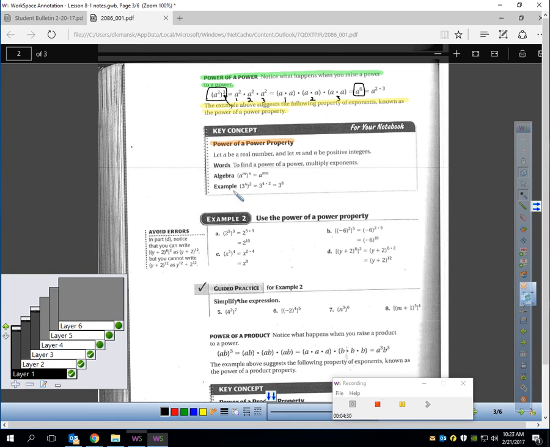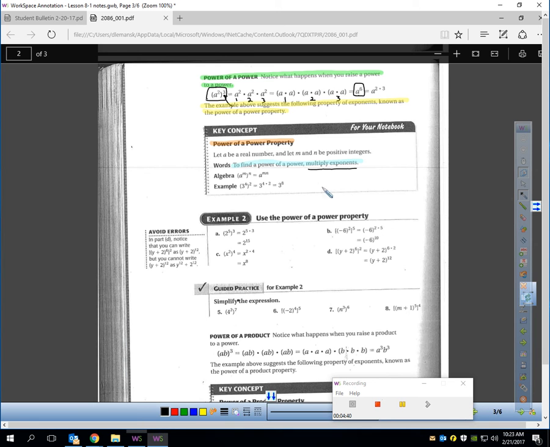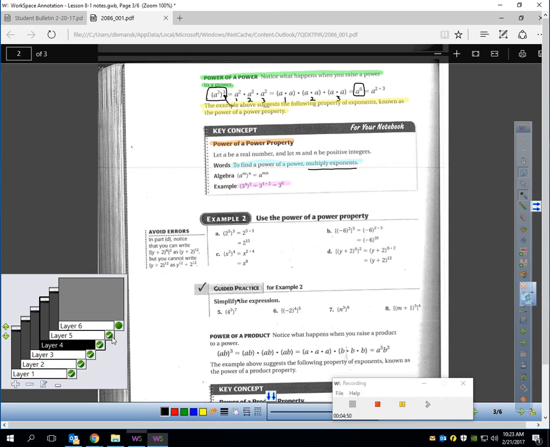And again, I would get this in my notes, power of a power property. In words, to find the power of a power, you multiply your exponents. Now you notice that's different than product of powers. In product of powers, we added, when it's a power to a power, we multiply. For example, 3 to the 4th power squared would be the equivalent of 3 to the 8th power because 4 times 2 is 8.